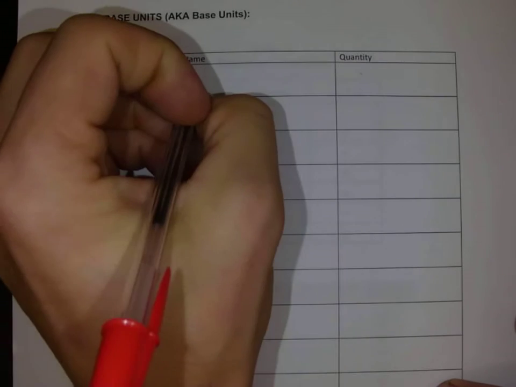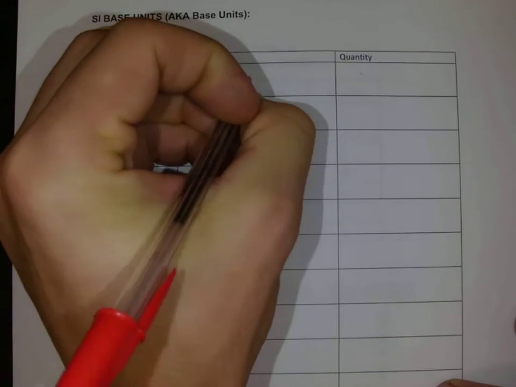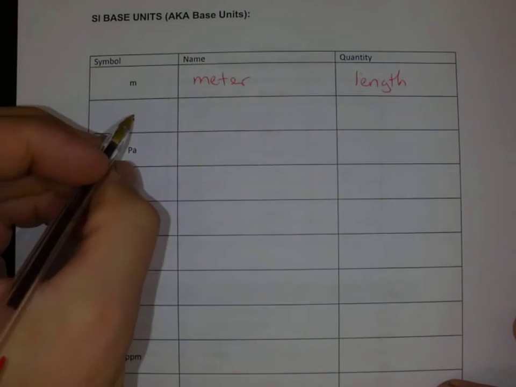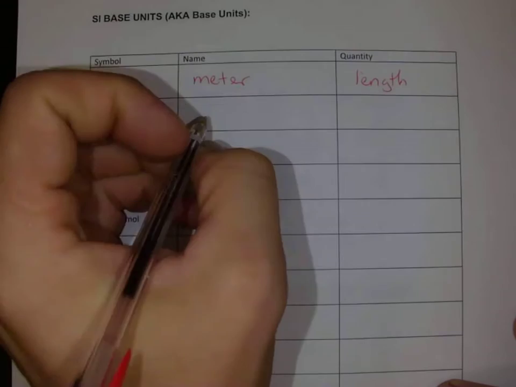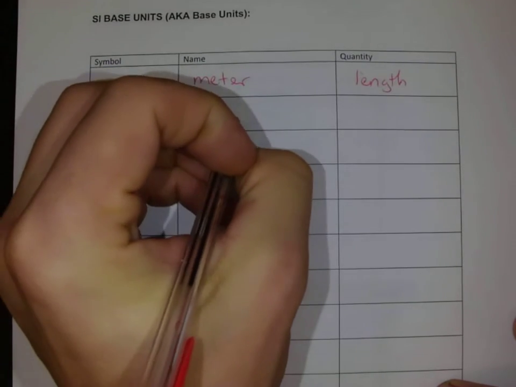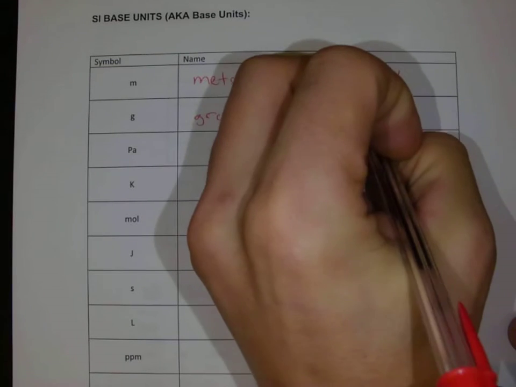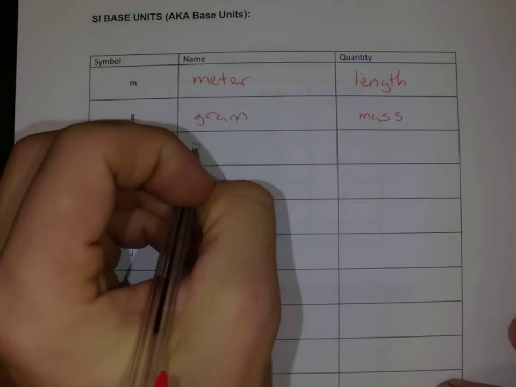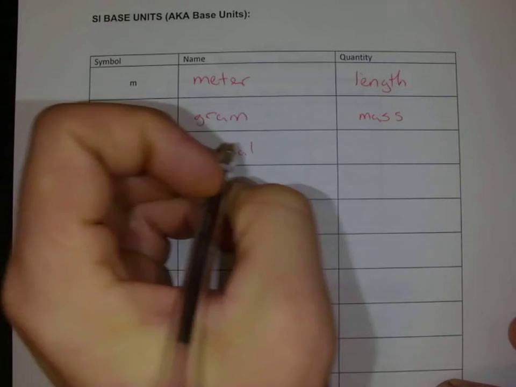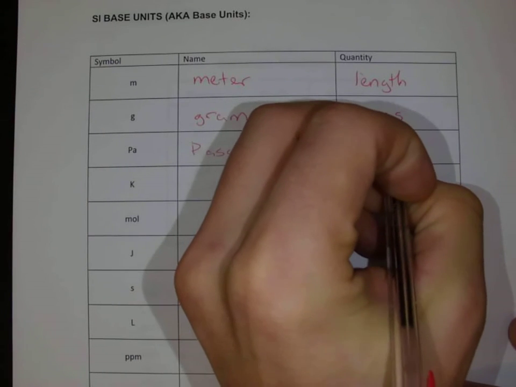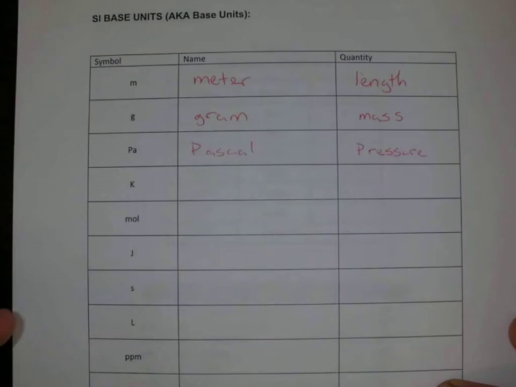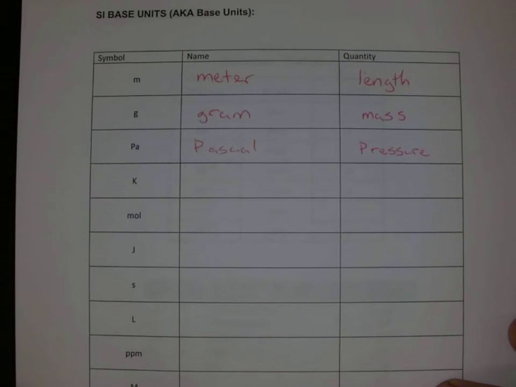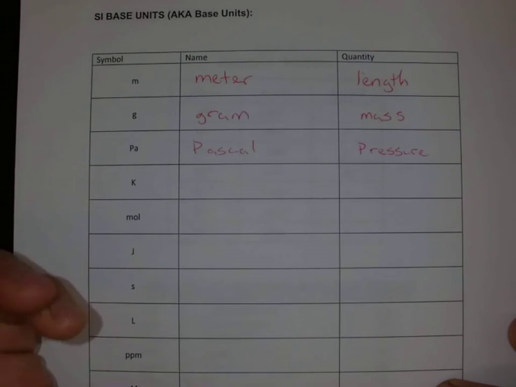First off, we have our meter. This is, of course, a measure of length. Then G is for a gram, and this is for mass. PA is a Pascal, and this is for pressure. We're not going to use this too much. We'll actually use different units for pressure, but it is the SI base unit.